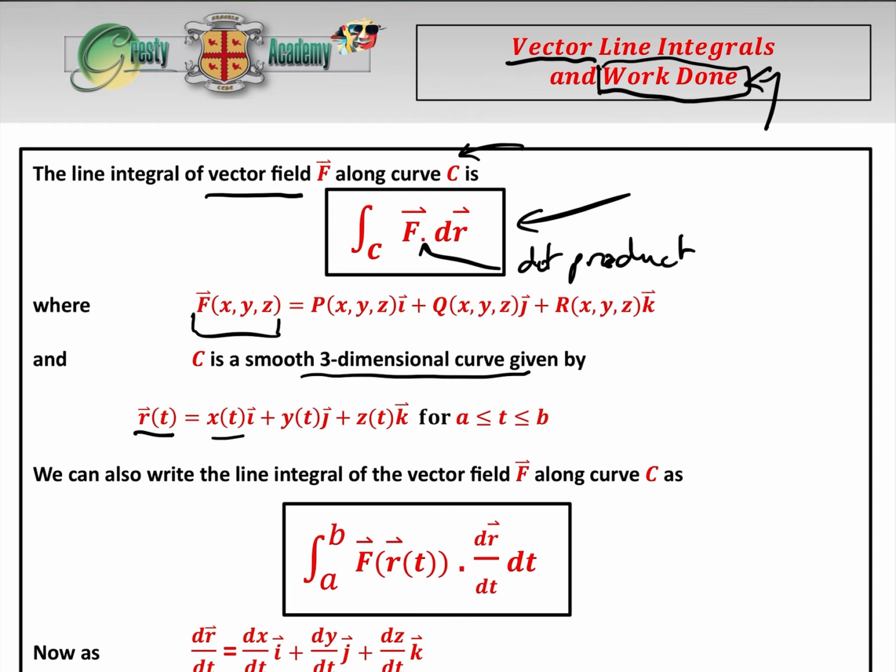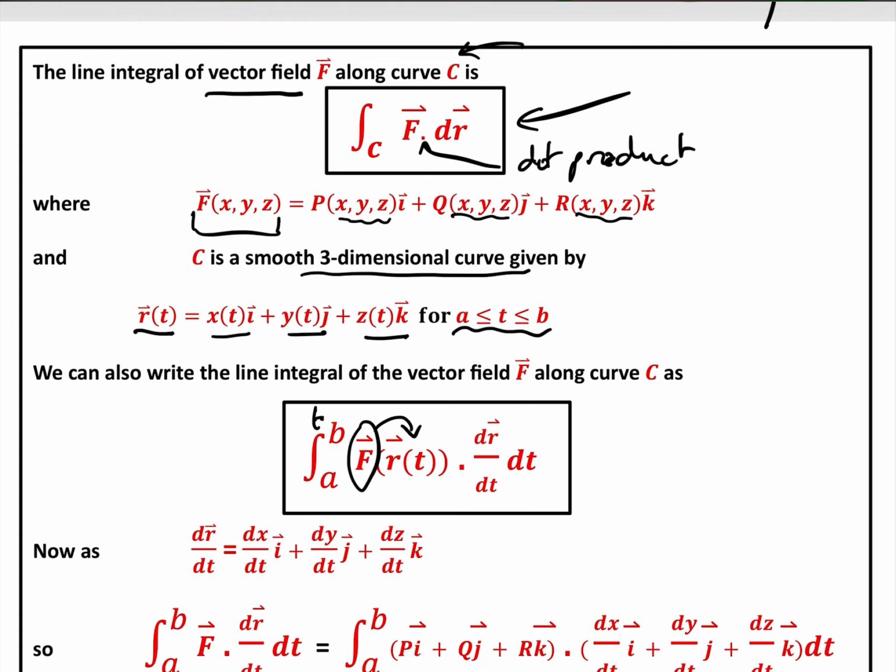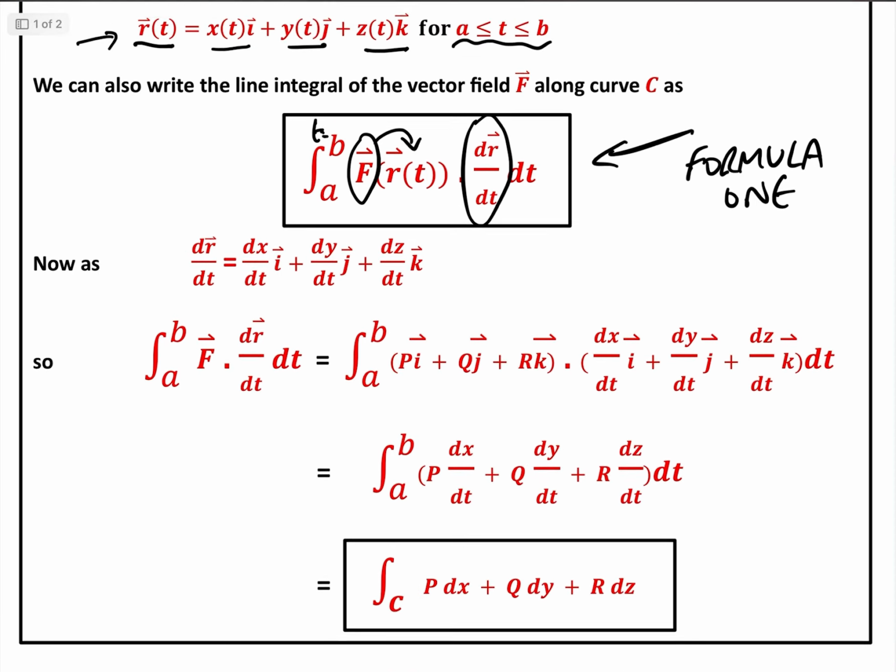Now we can also write that in t form so that we can integrate it, converting everything to t. So converting our vector F to F of r of t, which is just replacing the x, y and z here by their t equivalent in the parameterization, and this will be the integral from t equals a to b of F of r of t dot dr/dt, the derivative of that, times dt. Now that one there is formula 1, and that is the main way that we solve work done questions, and we're going to do one using that formula. But there's another way that you can do it as well, which is here.